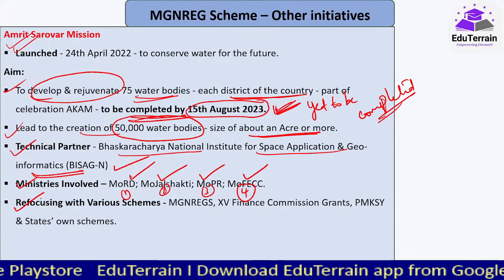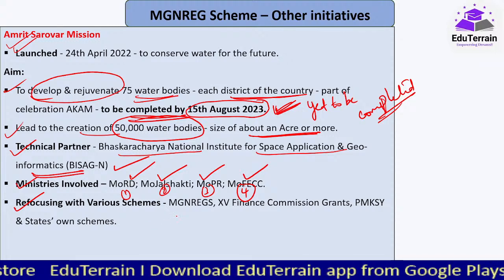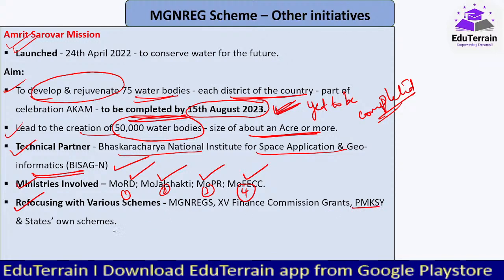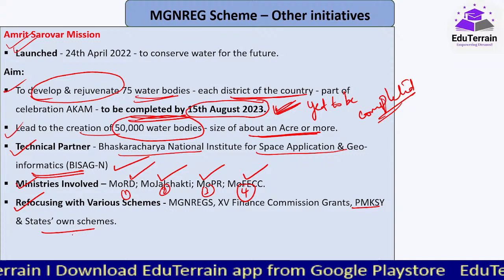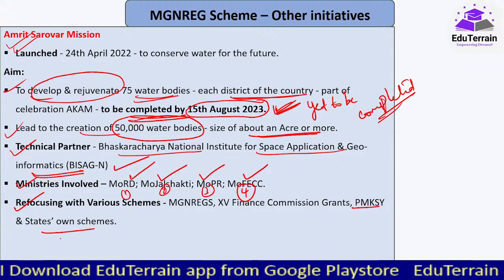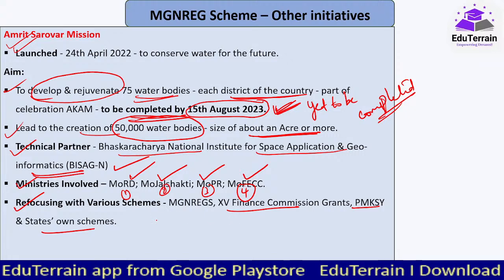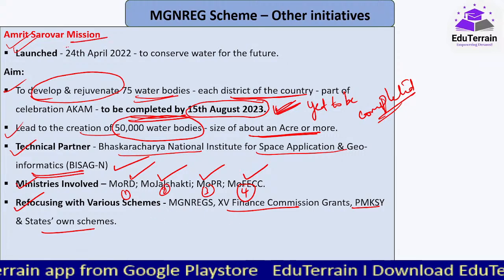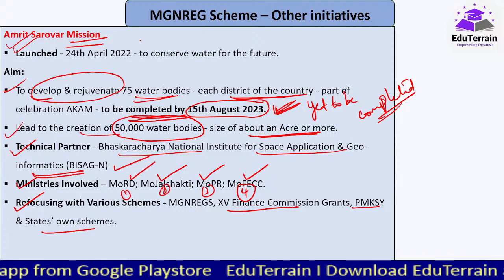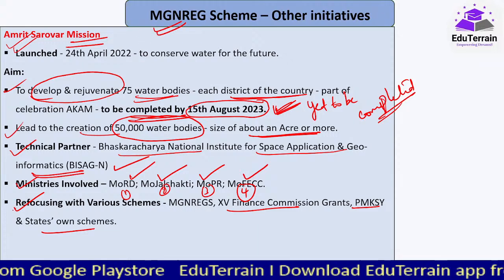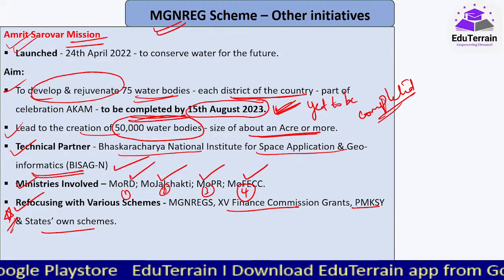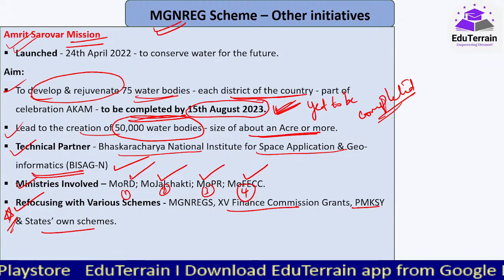And it refocuses with various other schemes like Pradhan Mantri Krishi Sinchai Yojana, and if there is any state level scheme as well, that also will be converged under this. And 15th Finance Commission grants are also being utilized under this Amrit Sarovar mission, etc. along with the MGNREGA scheme. Important, which are the other schemes or programs that are engaged in Amrit Sarovar mission.